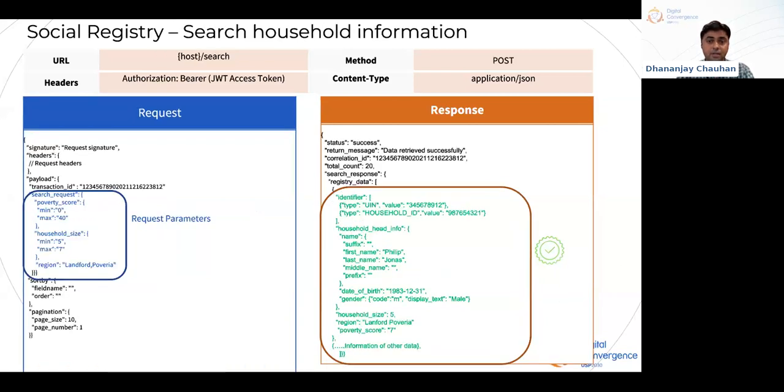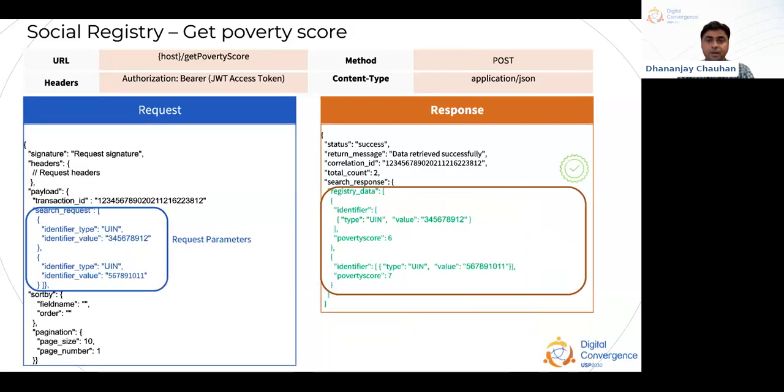Another API, Search Household Info, is designed to search for households in a social registry. It accepts parameters such as poverty score, region, and household size to filter the data from the registry. The response includes a list of households matching the specified criteria. The third API we have developed is the Get Poverty Score API. It accepts a UIN as an input and retrieves the poverty score of a person.